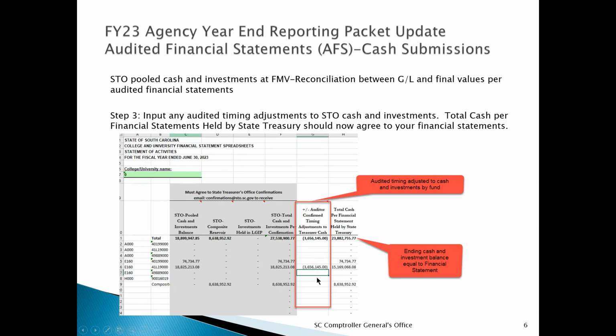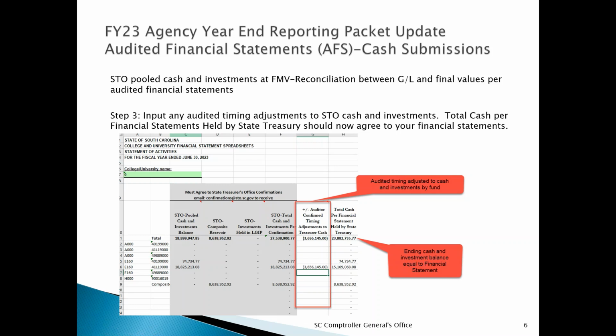So once your audit is finished, let's just say that your auditors have determined that even though the confirmation comes through at $27 million, they really believe that it's $23 million, that you really have $23 million in cash. Absolutely fine. You just need to detail which funds these timing adjustments happened on, and it needs to total, and then right here, this total cash per financial statement held by the treasurer's office, you have a line item on your financial statement where it's going to say how much money you have held at the treasurer's office.